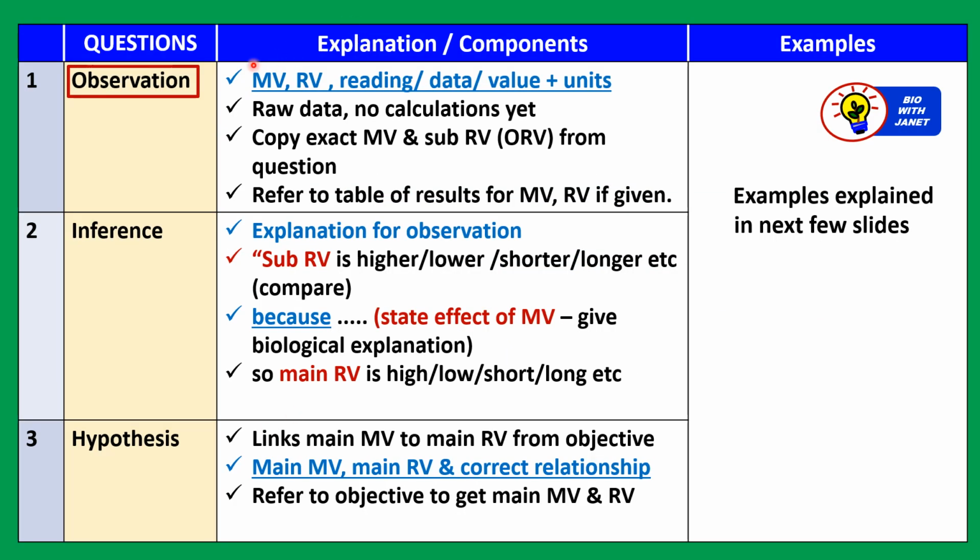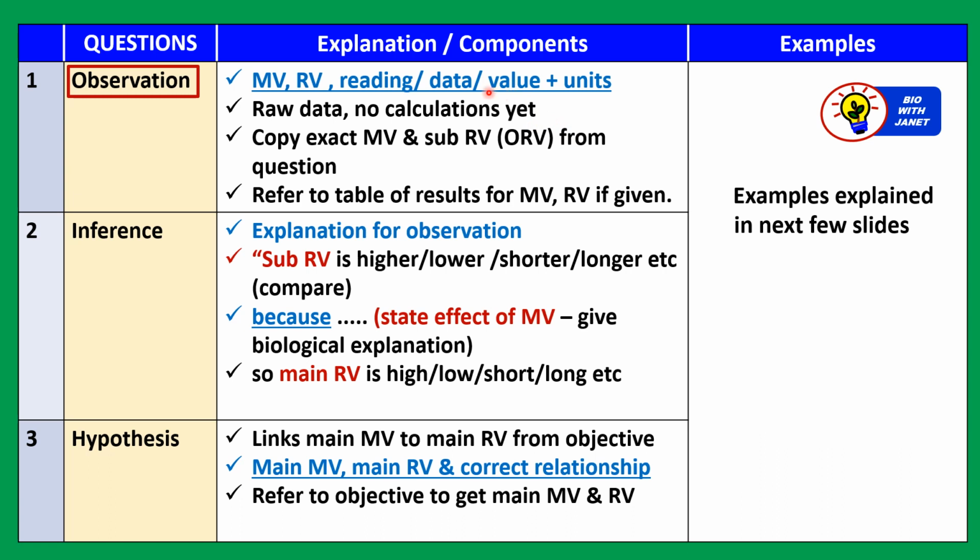So firstly, let's discuss the observation. This is the first science process skill that is probably asked in the exam. Now, here are the explanations and the components of each question. So when you are asked to write an observation after you have recorded the outcome of your experiment in a table, the observation must have the MV sub RV from the experiment, then the reading or data or value, plus the units. So actually there are 4 parts to it. Make sure you don't forget the units too. MV sub RV, reading or data or value, is one item, plus units.